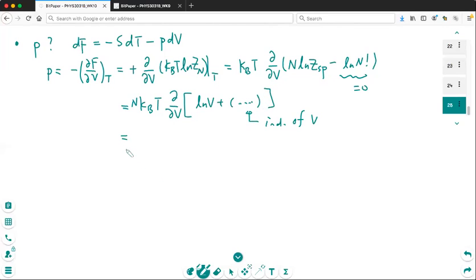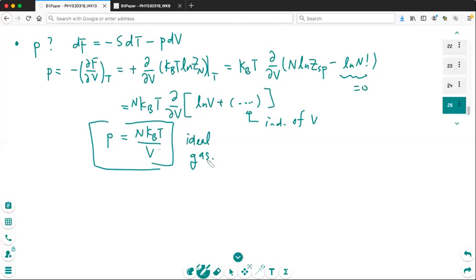I think this ought to be the high point of this chapter. This is NkBT, and you differentiate log V, you get 1 over V. This is the equation of state you must recognize. So this is reassuring. We are dealing with an ideal gas. This is the ideal gas equation of state. Again, it comes from a completely unexpected direction, probably. But if you pay attention, you should suspect that this is the case. This is what we were doing.